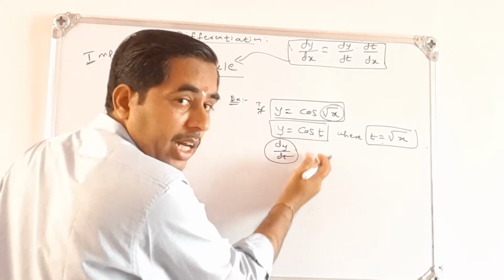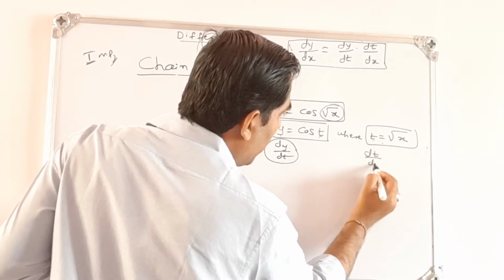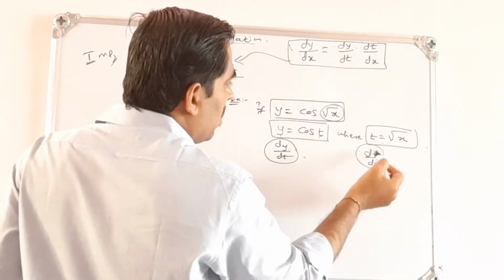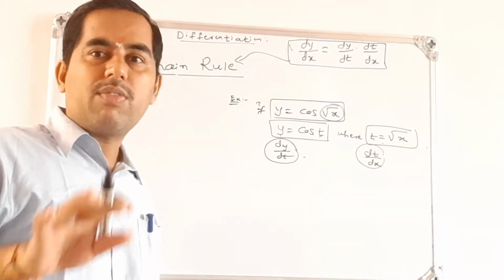So we have to differentiate the right hand side also. Then you differentiate this with respect to x. So that is dt by dx. Then you multiply these two, dy by dt into dt by dx, you get dy by dx. This is called the chain rule of differentiation.